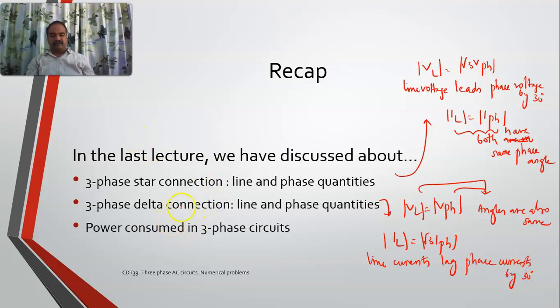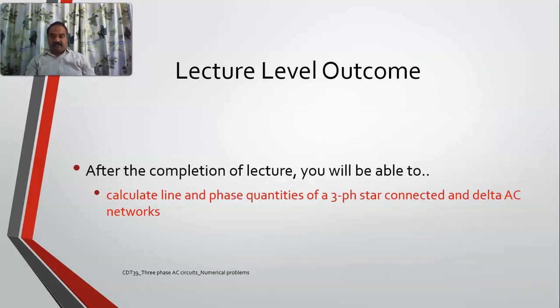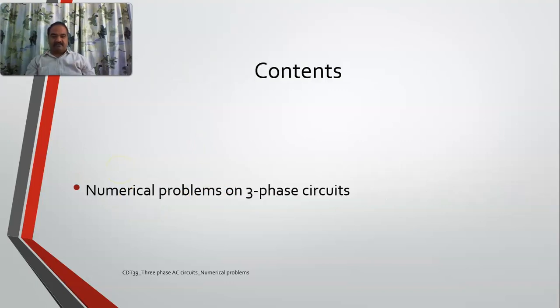And the power consumed in three-phase AC circuits: active power is √3 VL IL cos phi, reactive power is √3 VL IL sin phi, and total power is √3 VL IL. So these are the things which we have seen in the last lecture. Now we will try to solve problems on these formulae. I hope that by the end of this lecture, we will be able to calculate line and phase quantities in three-phase star and delta connected networks.